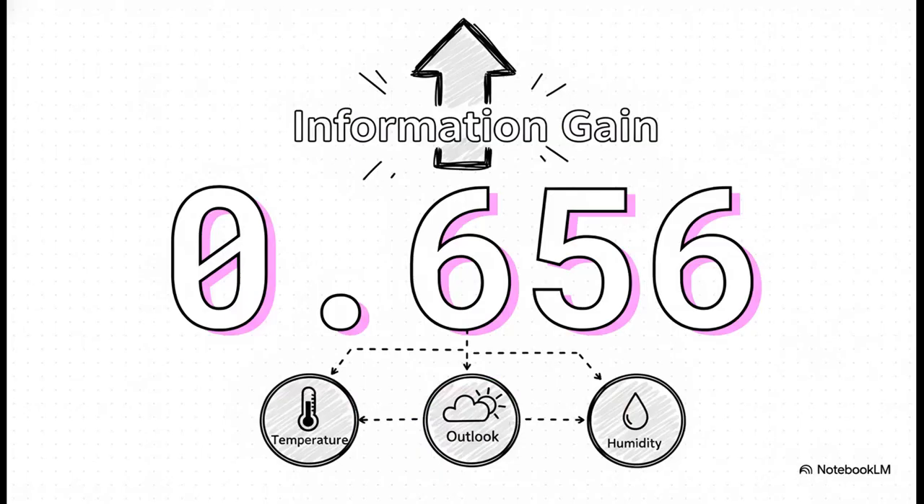So when we run the numbers for the outlook feature, we get this nice high information gain score. The tree would then do the exact same math for temperature and humidity. Whichever feature gets the highest score, the one that gives the most clarity right off the bat, gets to be the first and most important question for our tree. It becomes the root node.